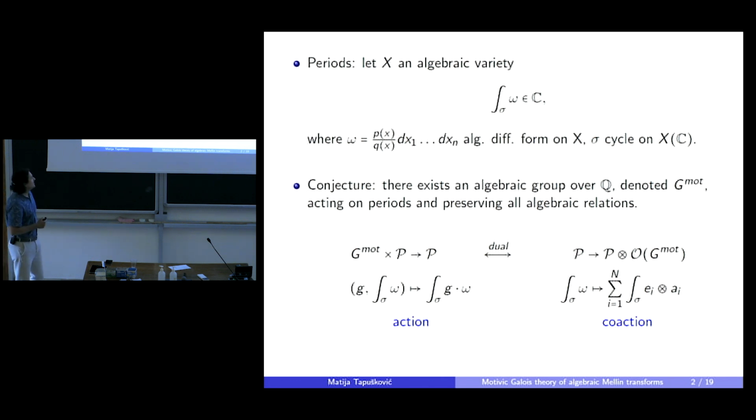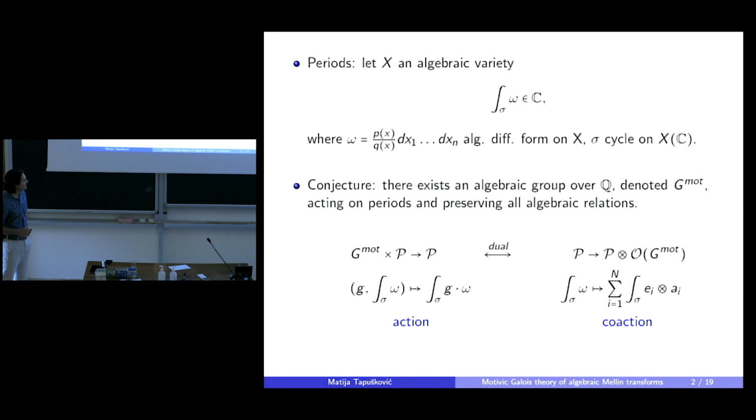Conjecturally, these types of integrals, periods, have an action of an algebraic group over Q, which I will denote G^mot, called the Motivic Galois group, and which acts on periods and preserves all algebraic relations. So we have an action of this type conjecturally, or dually, because this is an algebraic group, we have a coaction of the Hopf algebra of functions on G^mot. And that has a shape like this.